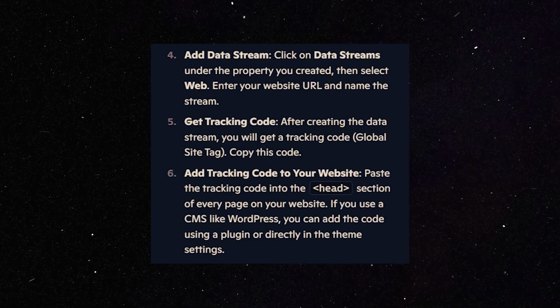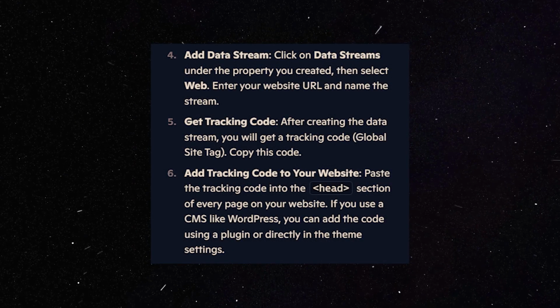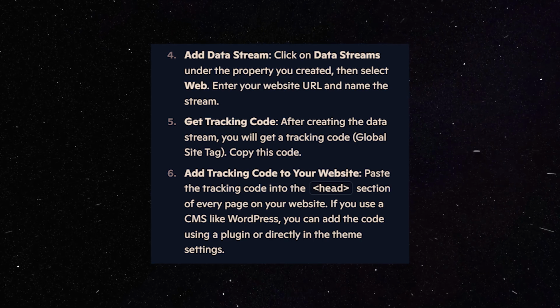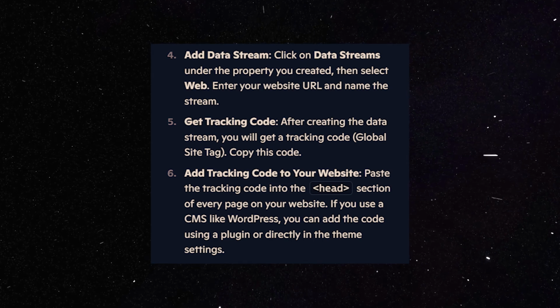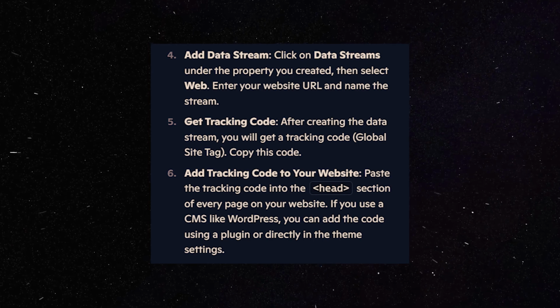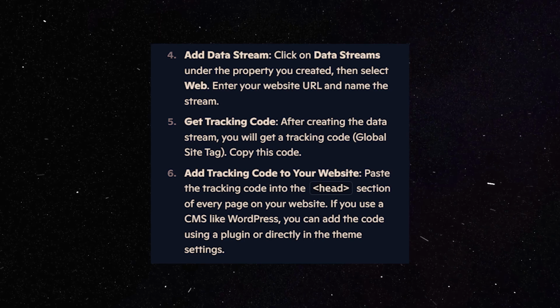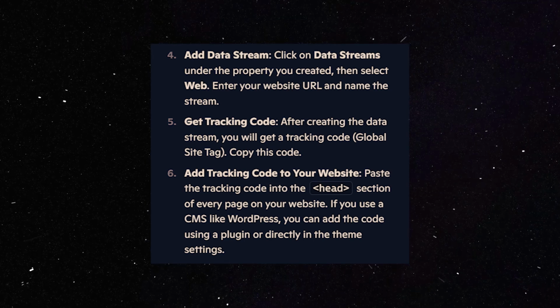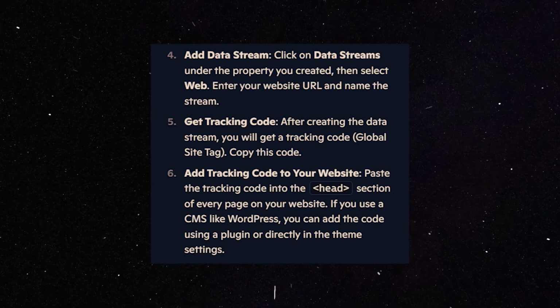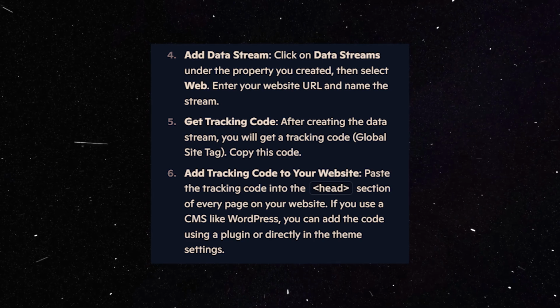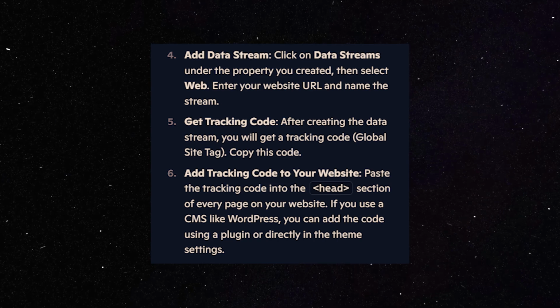Add data stream. Click on Data Streams under the property you created, then select Web. Enter your website URL and name the stream. Get tracking code. After creating the data stream, you will get a tracking code. Copy the code.